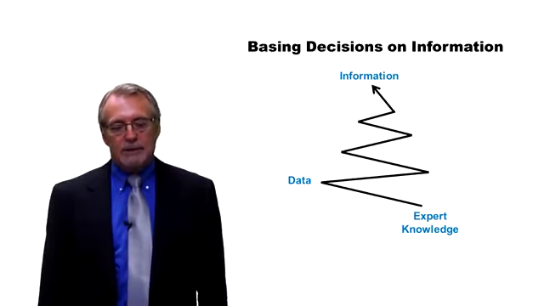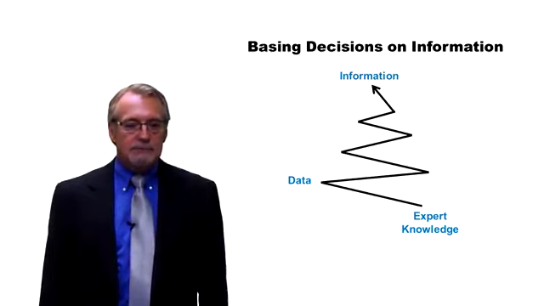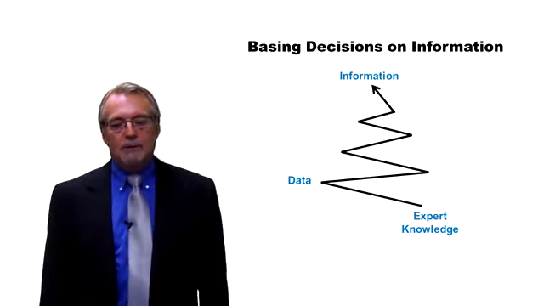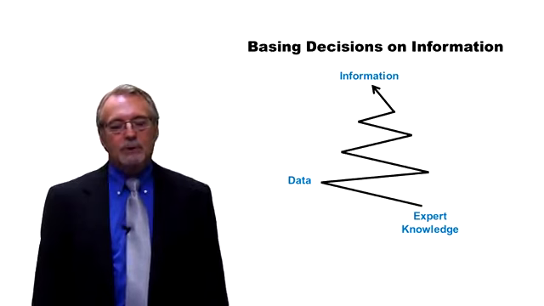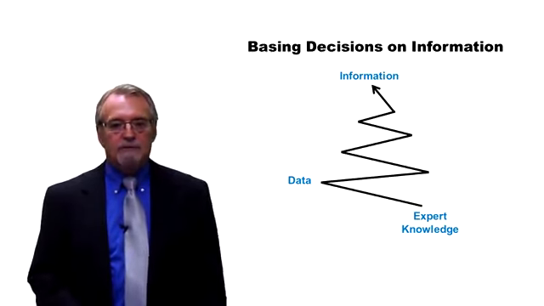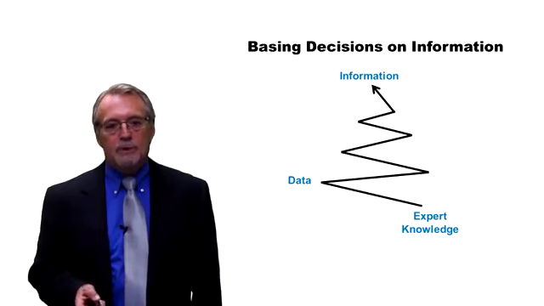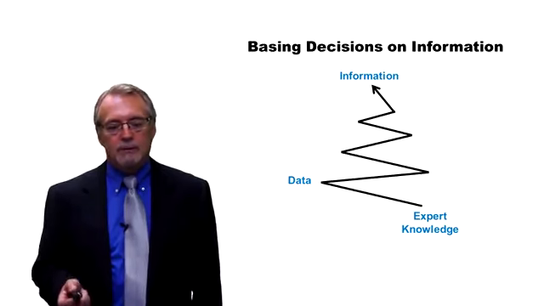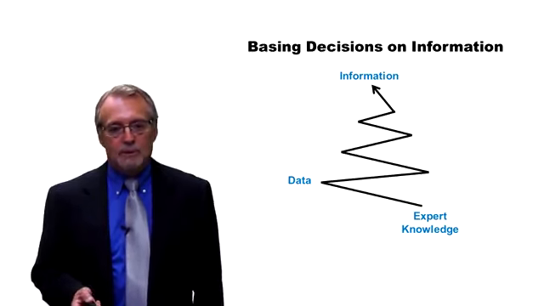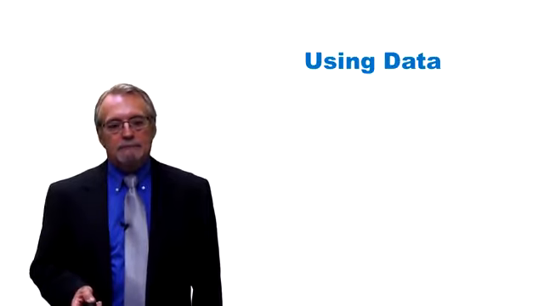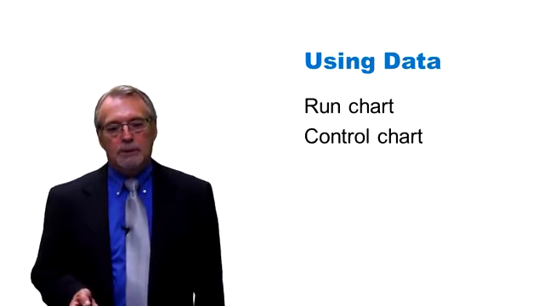We go gather some more data, bring it back to the group. Group analyzes that, points us in a direction to gather some more data. Group analyzes that. We keep going back and forth between our expert knowledge and the data that we have to finally give us good information that will help us move forward in the project, move forward with our team, move forward in our processes, move forward in any of the efforts that we're trying to undertake with our group of people. Using data, we're going to look at two tools in this module. One will be a run chart, and one will be a control chart.